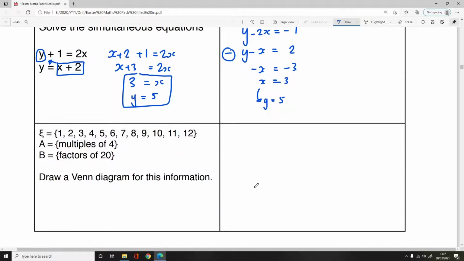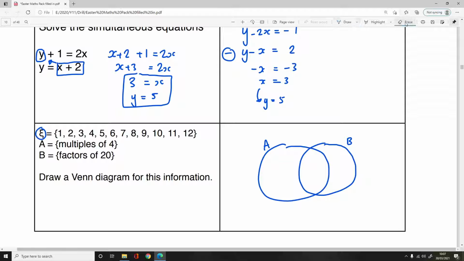Okay. Lastly, we've got ourselves a Venn diagram. So let's draw a diagram. It says that A is multiples of 4 and B is factors of 20. This symbol here means like the entire list that you're considering.